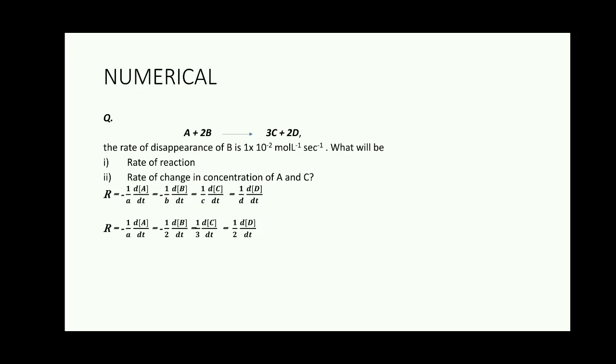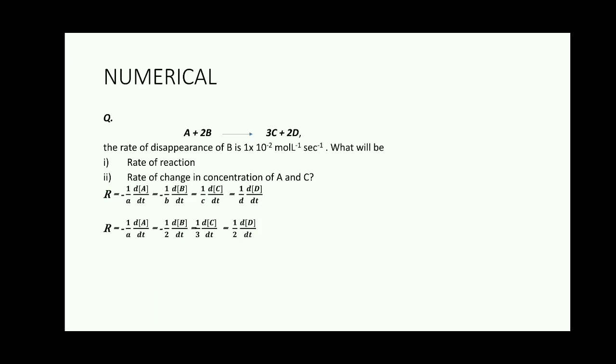Now let's talk about the numerical. I have included only one numerical, and this is it: A plus 2B reacts to give 3C plus 2D. Here the rate of disappearance of B is given as 1 into 10 raised to the power minus 2 moles per liter per second. What will be the rate of reaction? Here we have to find the rate, and second, we have to find the rate of change in concentration of A and C.